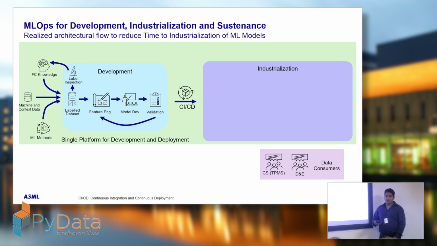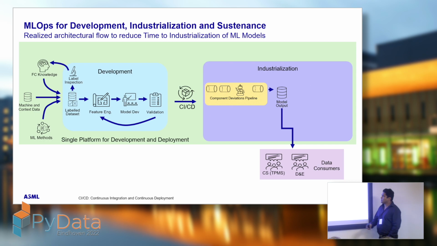Now, with the click of a button, the model is ready, and you push it, it goes to the CI/CD, and then the pipeline is deployed in the production phase, where there is a single pipeline for each failure mode. The pipeline is working, trying to predict whether a specific failure mode is going to appear in the next few months or not. And then the output is consumed by our consumers.